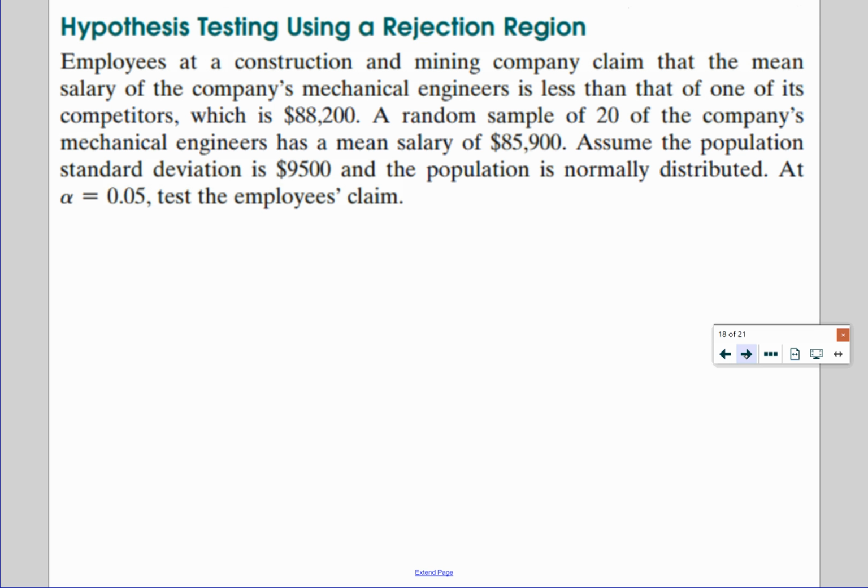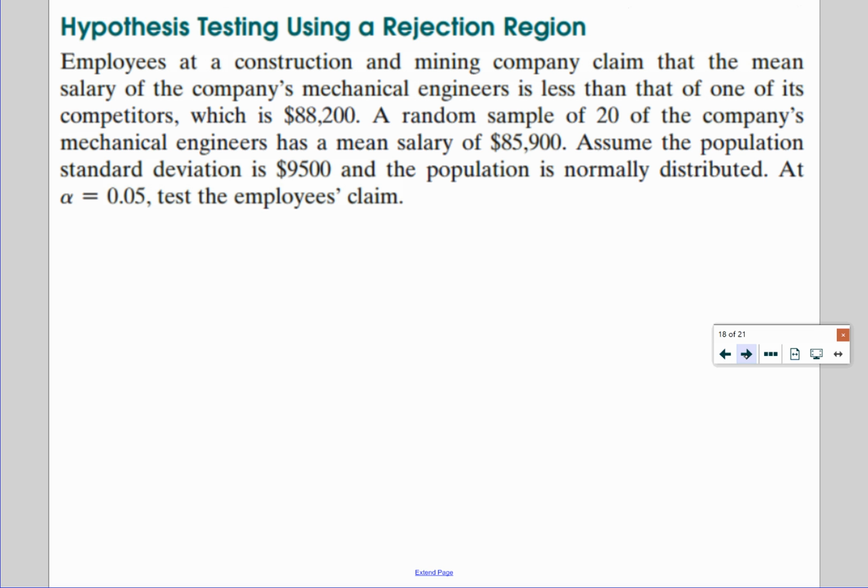We might even sketch that rejection region so we can see it when we compare. All right, employees at a construction and mining company claim that the mean salary of the company's mechanical engineers is less than that of one of its competitors, which is $88,200. A random sample of 20 of the company's mechanical engineers had a mean salary of $85,900. Assume the population standard deviation is 9,500 and the population is normally distributed. Level of significance 0.05. Let's test the company's claim.